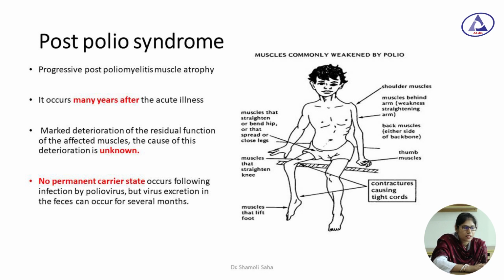The shoulder muscle, muscle behind the arm, back muscle, thumb muscle, muscle of the hip, muscle of the knee, muscle of the foot, all are contracted and cause a tight cord-like contracture.